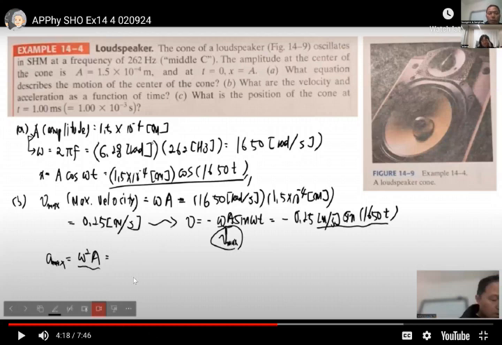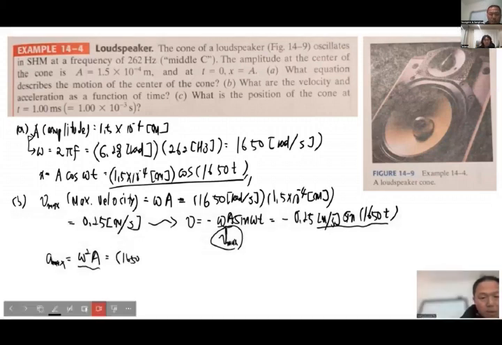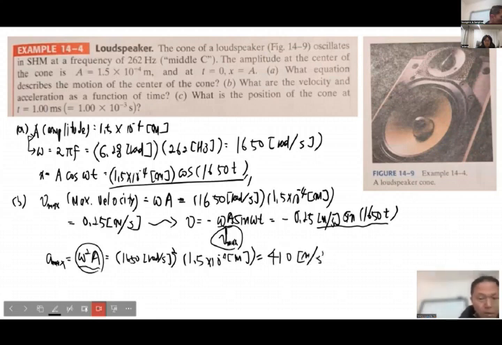So omega is 1650 radian per second. You square it and multiply by the maximum displacement, 1.5 times 10 to the minus 4 meter. So maximum acceleration out of this definition is 410 meter per second squared.